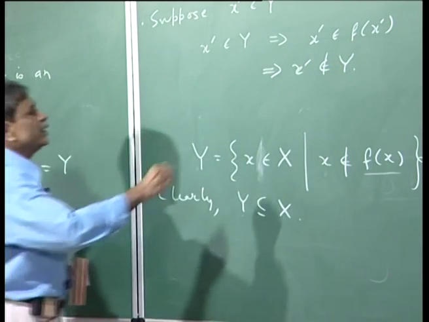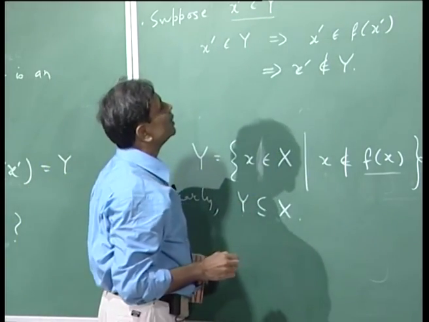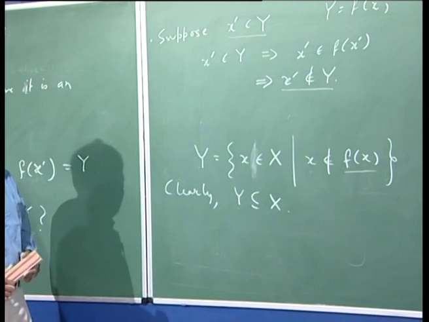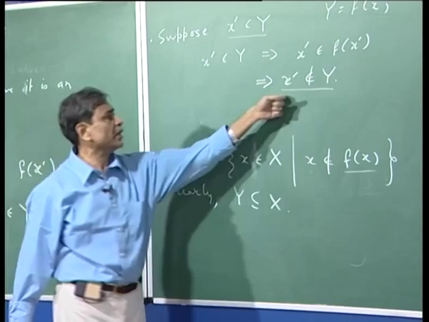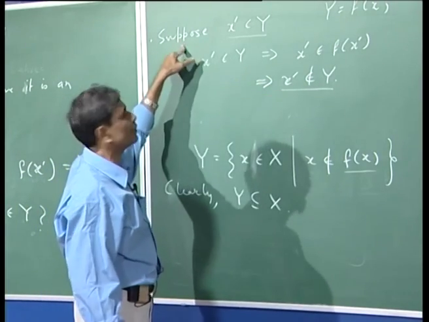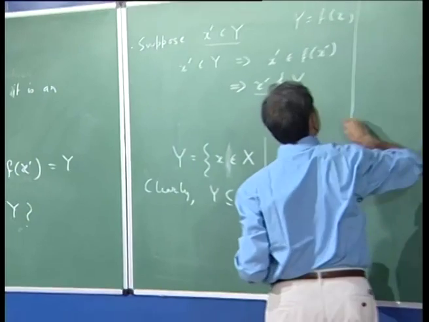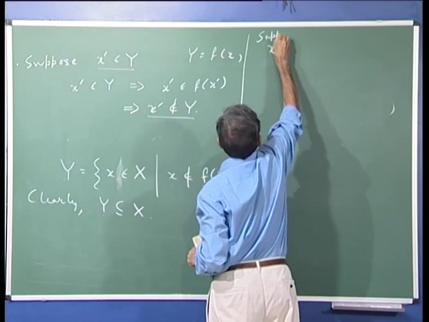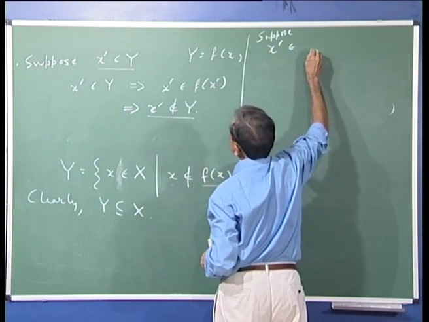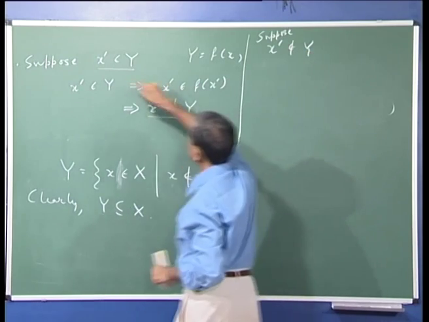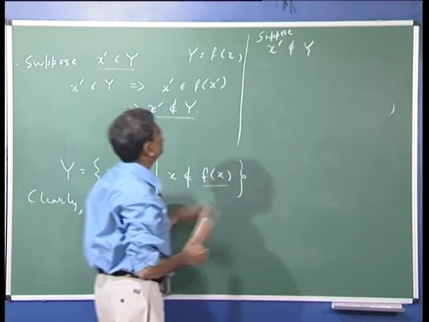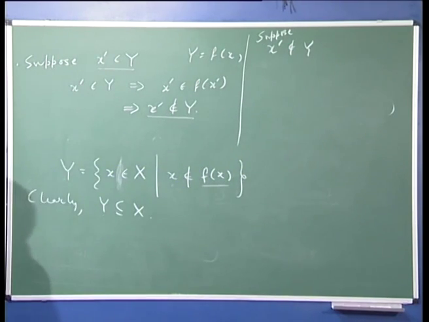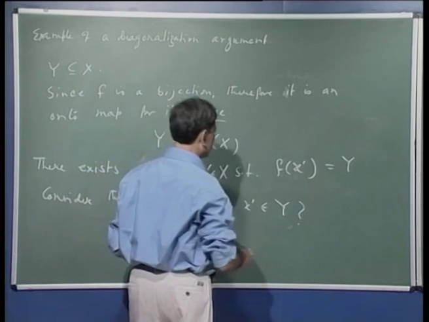Right? So, starting from the assumption that X prime is an element of Y, we are getting to the conclusion that X prime is not an element of Y. So, this is a contradiction. Therefore, this supposition is wrong. What is the other supposition? That X prime is not an element of Y. Here we assumed X prime is an element of Y and here we are saying X prime is not an element of Y. Capital Y is by definition f x, right?